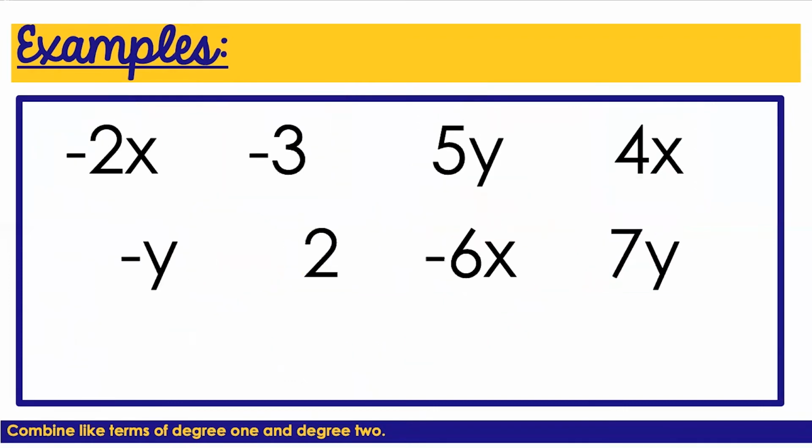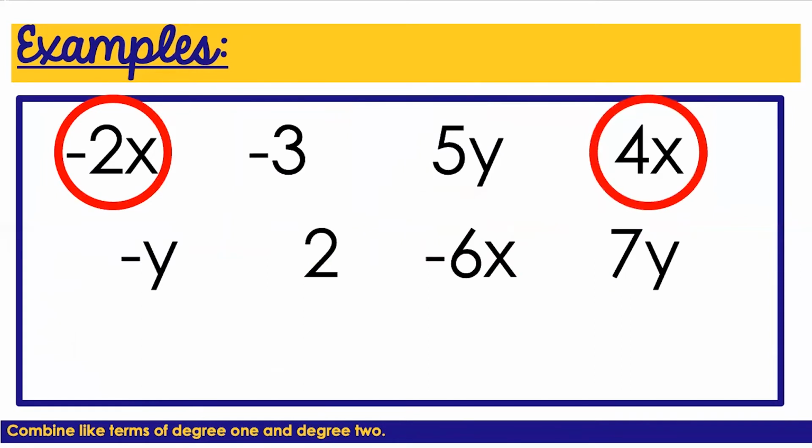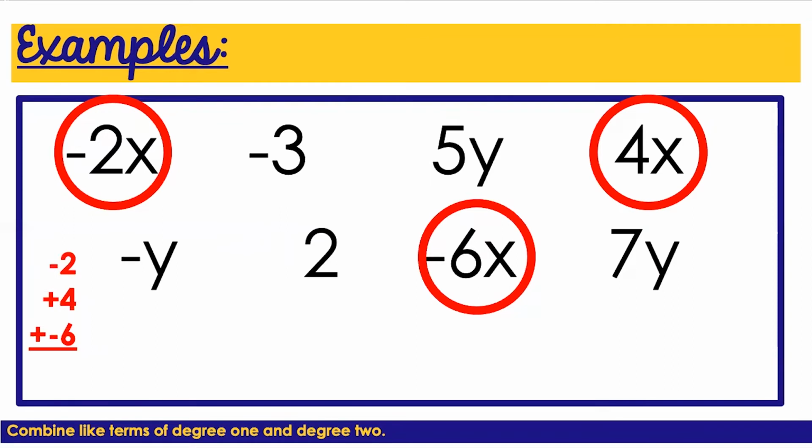Now we're going to move on to problems that have the negatives. Negative 2x, what looks like negative 2x, what has the same variable? That's going to be the 4x and the negative 6x. Combine all those coefficients, negative 2 plus 4 plus negative 6. Now, this is why I have my students always add.